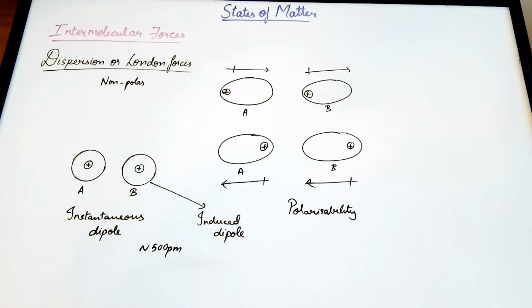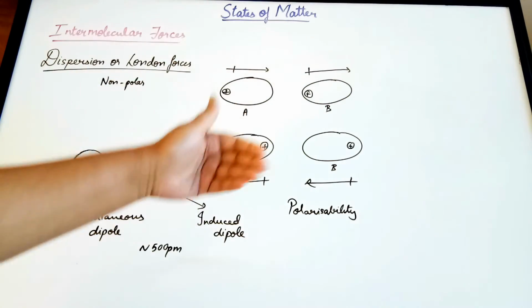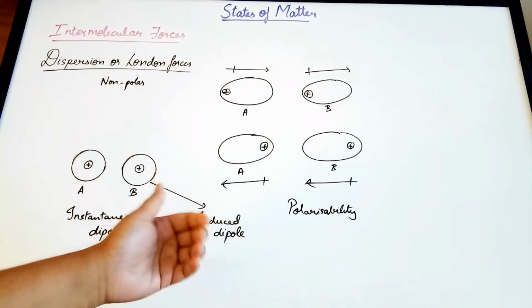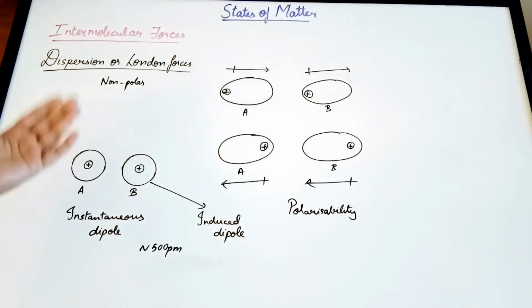There's also something very important. This was actually given by a scientist, sorry, physicist. He was the first one to study these forces, and his name was Fritz London, and he called these forces London forces or dispersion forces. And more importantly, these forces are actually attractive in nature. So they attract each other. So between A and B, there's an attractive force, and that force is the dispersion or London force.